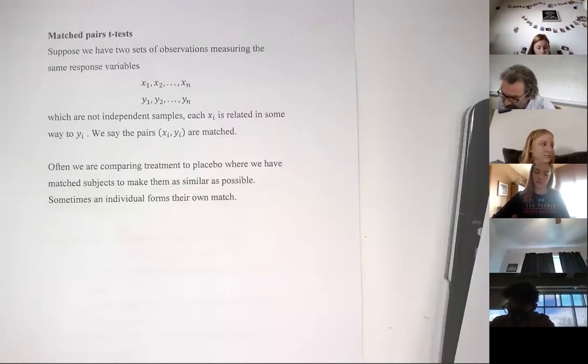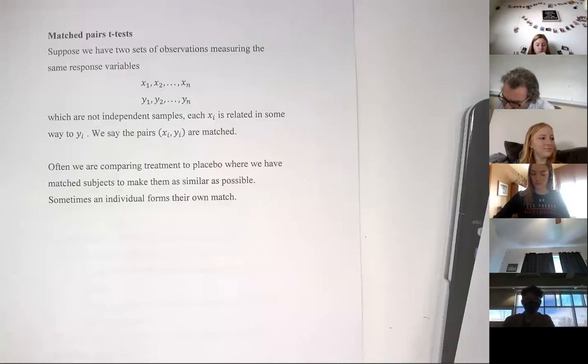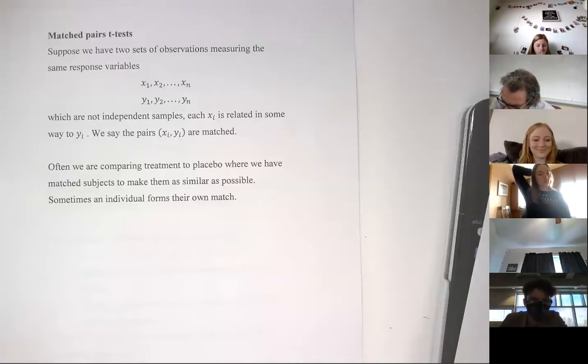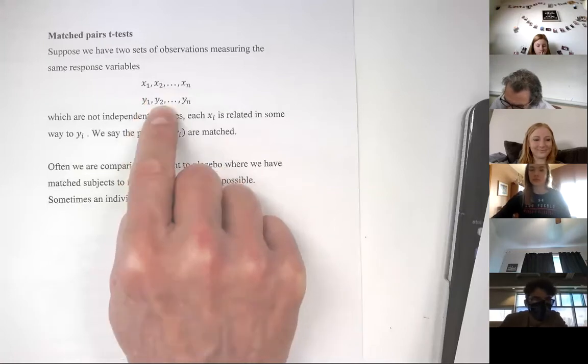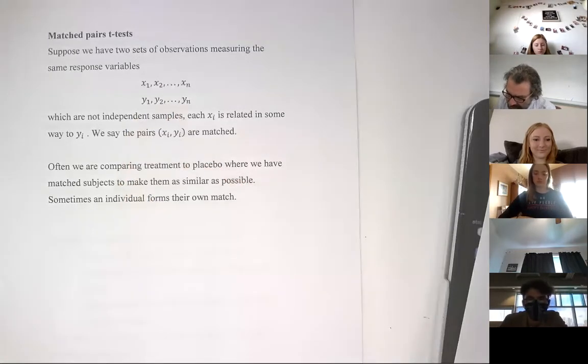So we're just going to talk generally about matched pairs tests. Here's how they look. You have two sets of observations measuring the same response variable, and they come in pairs, and the pairs aren't independent. So the first x is related to the first y, the second x related to the second y in some way. Ordinarily because it's the same person or same object, or because you found a way to match them up according to some other variable.